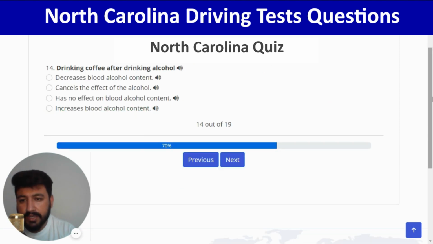The 14th question is, drinking coffee after drinking alcohol. The right answer to this question is, has no effect on blood alcohol content. So I'm going to select the third option.